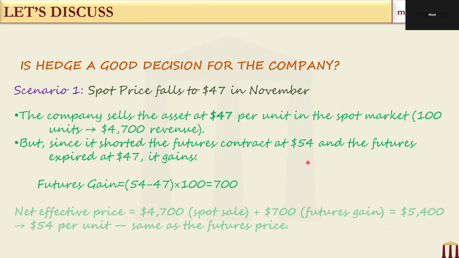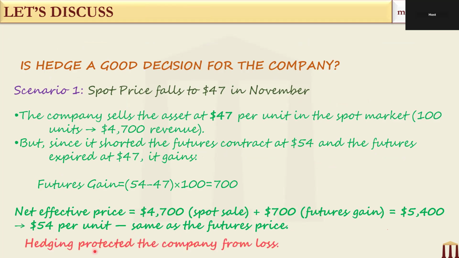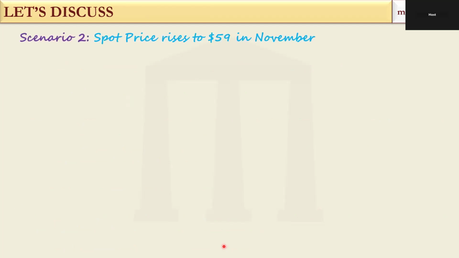Fine. So the net effective price is actually $5,400. The hedge protected the company from loss. So this is quite clear. In scenario one, hedging seems to be a very good decision. It protected the company from loss. Now let's come to another scenario.